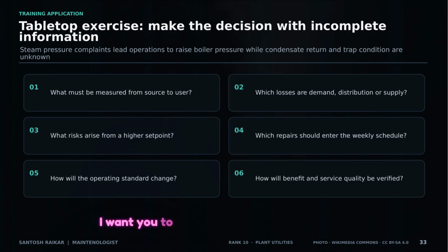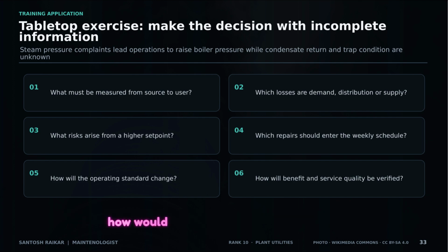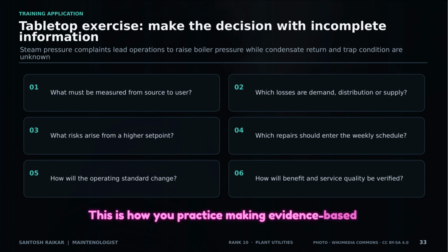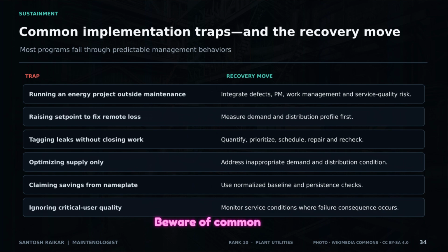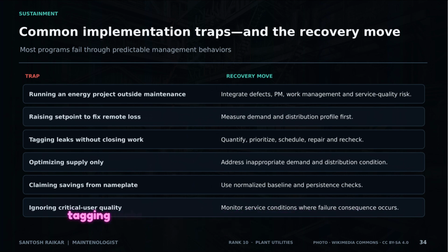I want you to try this tabletop exercise later. If operations wants to raise boiler pressure because of a complaint, how would you apply the flow 6 model? What would you measure first? This is how you practice making evidence-based decisions. Beware of common traps. Running an energy project outside of maintenance is a recipe for failure. Similarly, tagging leaks without actually scheduling the repairs is just paperwork. You must address the demand, the distribution, and the supply together.